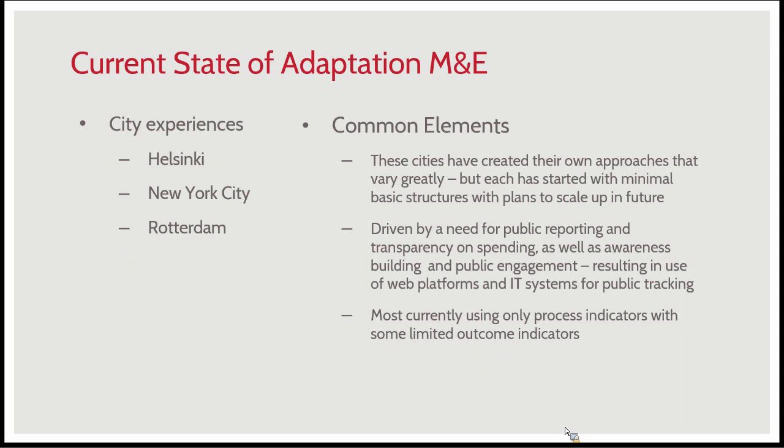So coming to the city experiences that we found, like I said, there weren't any publicly available information about cities that had established robust results frameworks. But we found three cities that had approached things very differently, but in a common way. The three cities that we looked at had started small and with minimal basic structure to look at tracking progress of implementing adaptation actions. In Helsinki's example, looking specifically at just process-oriented measures: how much progress they had made on the adaptation projects that they identified in their plan.